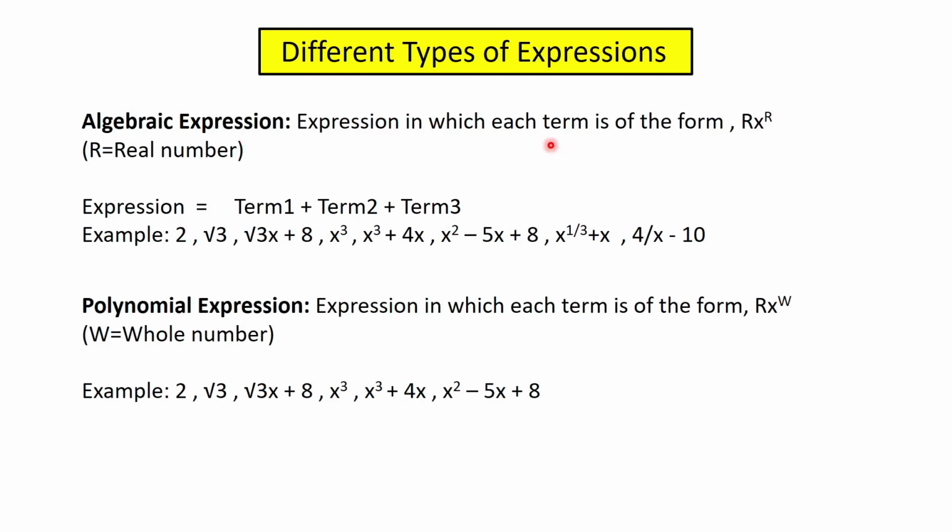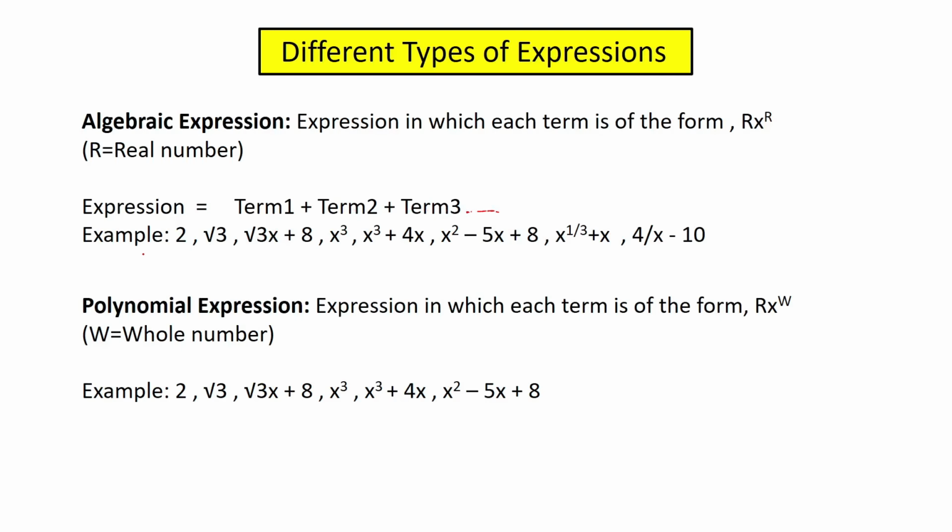So what are algebraic expressions? The expression in which each of the terms is of the form r x to the power r. Those expressions are called algebraic expressions, and this r means a real number. So you can see here the expression can consist of many terms, term 1 plus term 2, term 3 and so on. Instead of plus there can be minus also. So it can be like term 1 plus term 2 minus term 3 and so on.